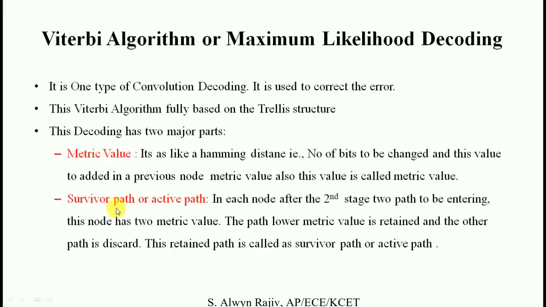Next one is the survival path. In each node, after the second stage, two paths enter the node, each with a metric value. The path with the lower metric value is retained and the other path is discarded. This retained path is called the survival path or active path.